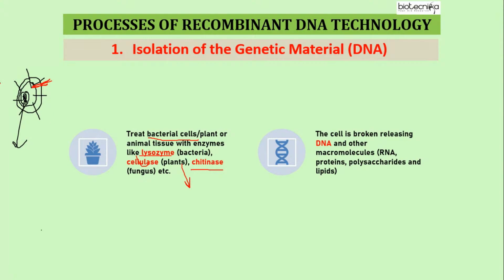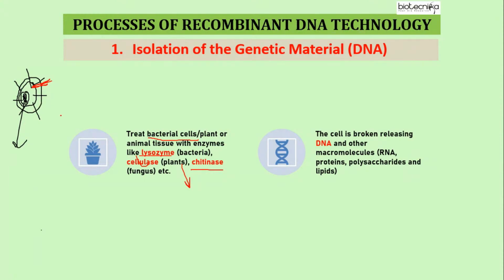So how are you breaking this cell wall? With the help of enzyme. So if it is a plant cell, you will use cellulase. Fungal cell, you will use chitinase, or as a bacterial cell, you will use lysozyme. So now once this envelope or cell wall is cleaved, now you're having a DNA.